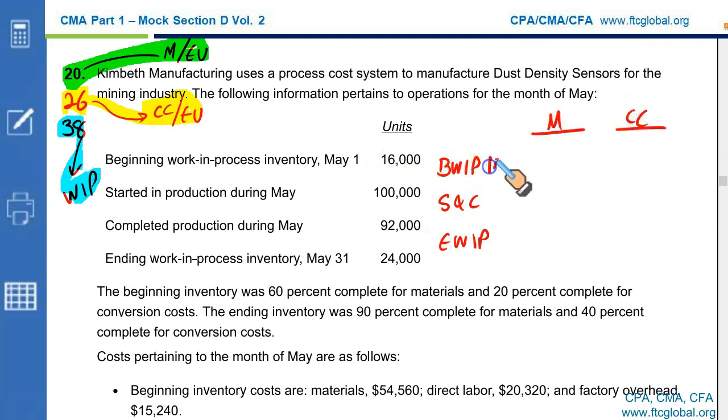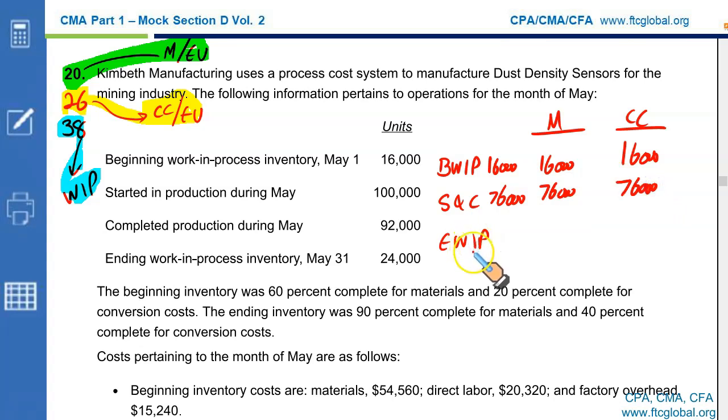Beginning work in process is 16,000, and we discussed that beginning work in process under the weighted average method is always 100% complete with regard to material and conversion cost. So 16,000 for material and 16,000 for conversion cost. How do we calculate SNC? SNC is the units completed less beginning work in process, that is 76,000, and they are always complete with regard to material and conversion cost.